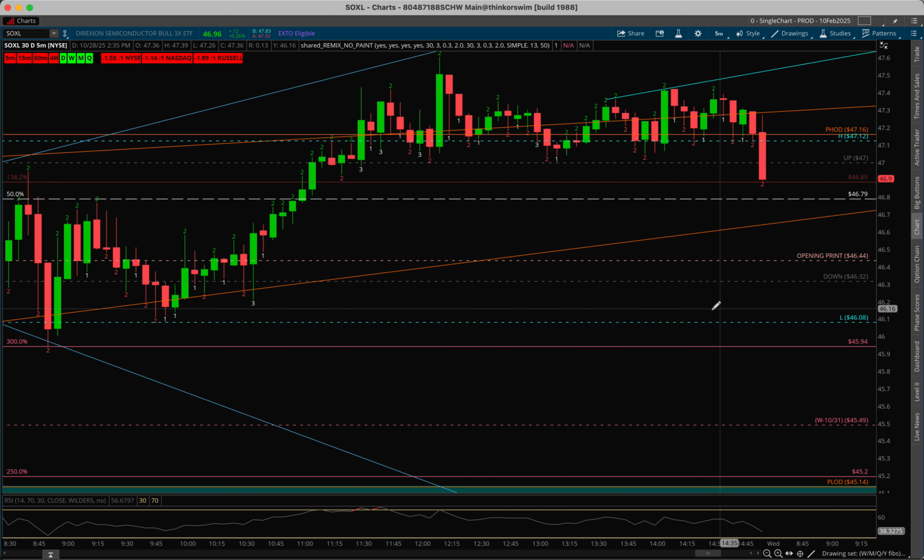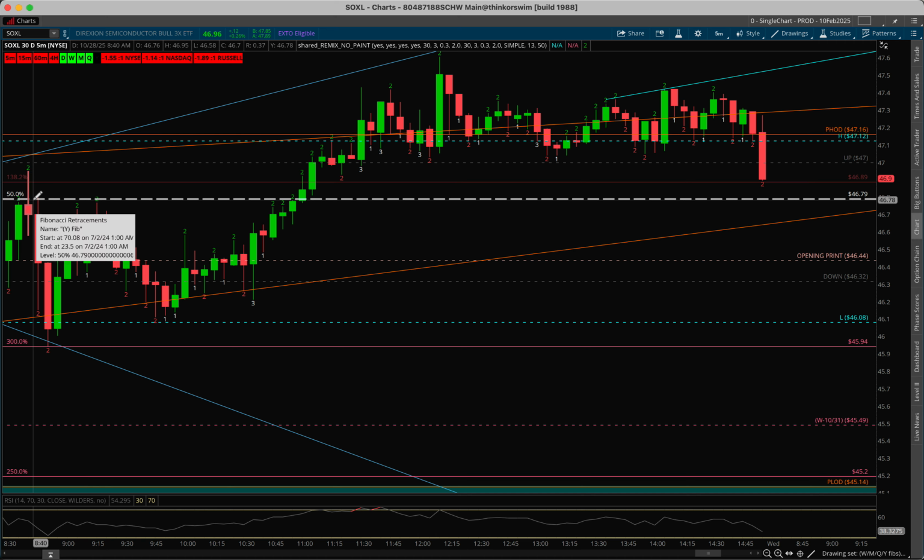Now the other level that we'll mention out here is 45.49, which is the week flip. So as long as we are above that level, the week is green. If we go below that level, the week is red. And then we also have the opening print, so the first traded price of the day, and that's here at 46.14, basically at the middle of the page. So we can see we opened and we pushed up.